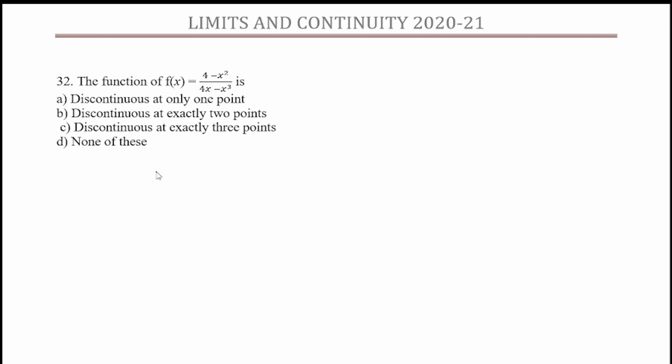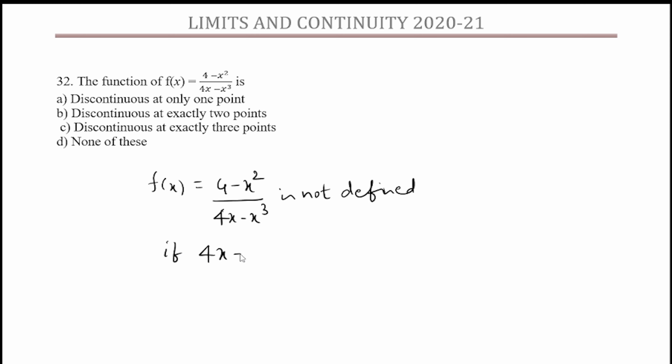So here, f of x is equal to 4 minus x square divided by 4x minus x cube is not defined. When is it not defined? The condition is the denominator part, that is 4x minus x cube is equal to 0. If this part becomes 0, then any number upon 0 is not defined. Simplify. Among these two, take x common.